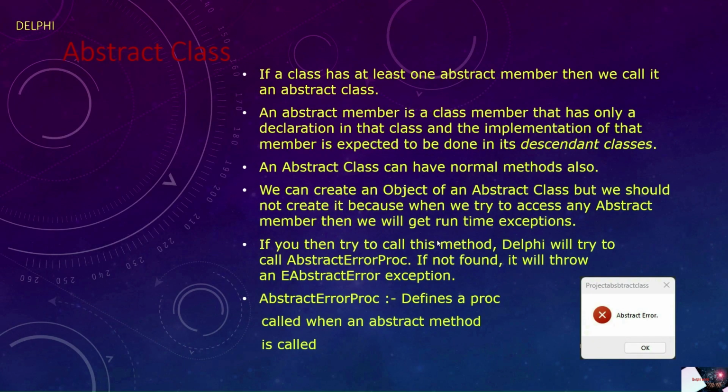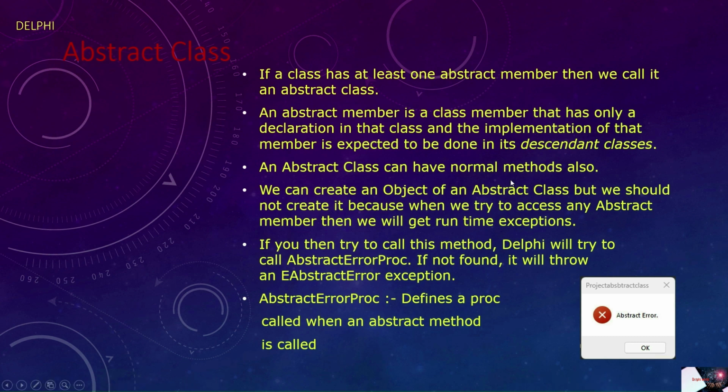So if a class has at least one abstract member, then it will be called an abstract class. An abstract member is a class member that has only the declaration in the class, and the implementation of that member is expected to be done in the child class or descendant class. An abstract class can have normal methods also, because when we create a class, in that class we can have at least one abstract member, and we can have non-abstract members also, right? So if we have at least one abstract member, then it will become an abstract class.